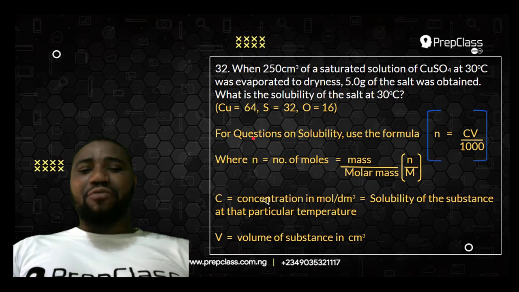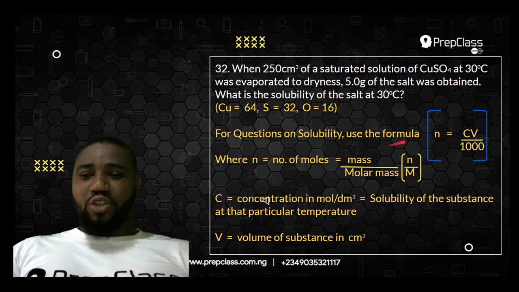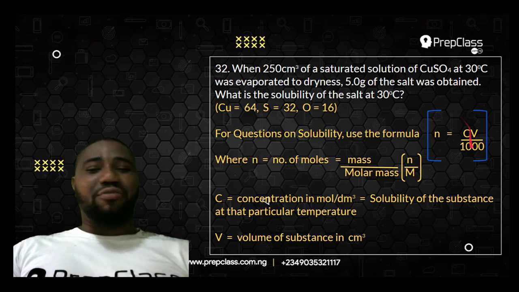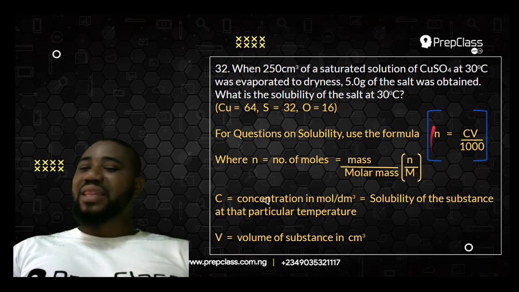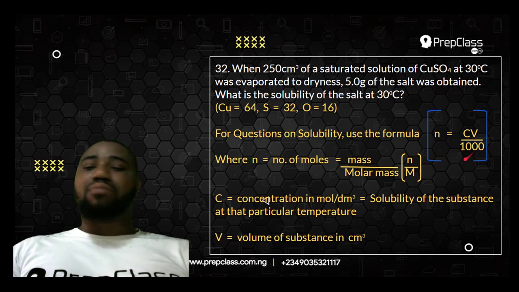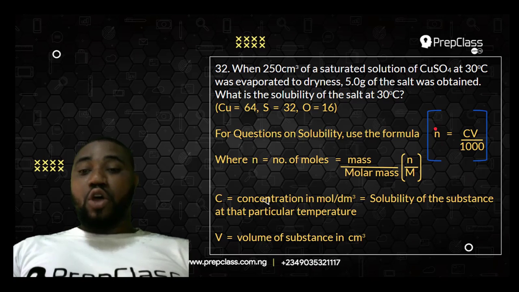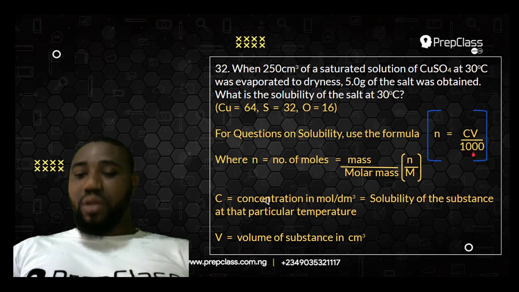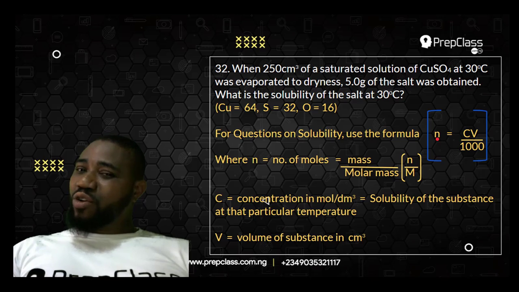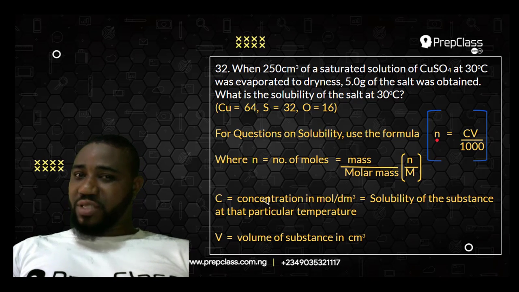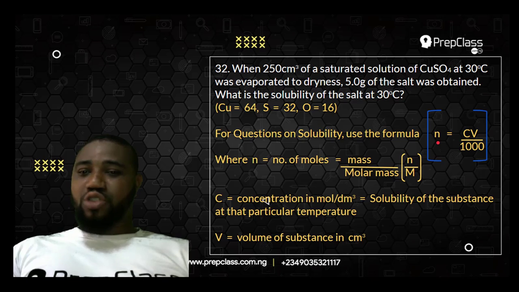Now, for any question on solubility, just use the formula n is CV over 1000. Using this magical formula, no matter how rubbish the question will be, just apply it, boom, and your answer will just appear. So just use n equals CV over 1000. n represents the number of moles of the substance, that is the solubility or whatever the substance is. We don't care. What you just know is that this n is the number of moles of the substance.